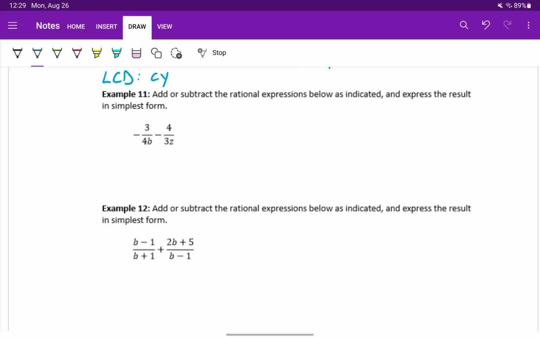Similarly, in example 11, we need a least common denominator. We can get that by multiplying the two denominators together to get 12 times b times z. And we need to look at updating each term to get that common denominator. The first term has 4b in the denominator, so we need to multiply it by 3z over 3z. And the second term is missing 4b, so we'll multiply by 4b over 4b.